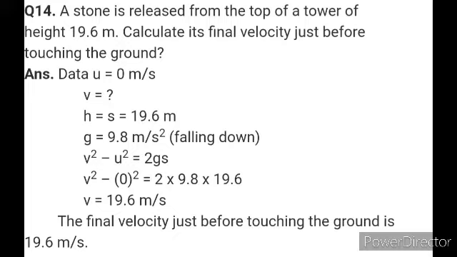Okay, moving on with question number 14. The question is very easy by the way. Just listen to it carefully. It's a numerical but a good one. A stone is released from the top of a tower of height 19.6 meter. Calculate its final velocity just before it touches the ground.